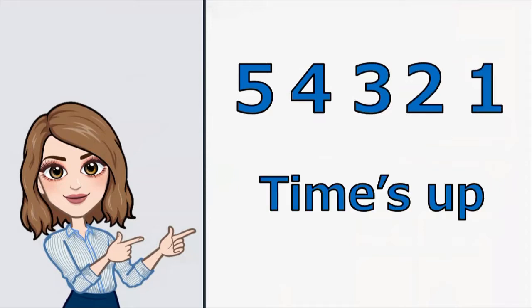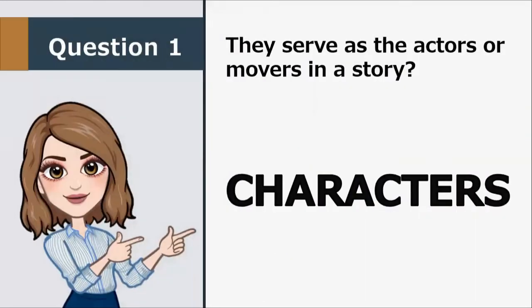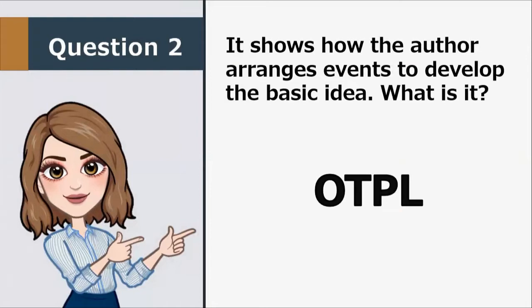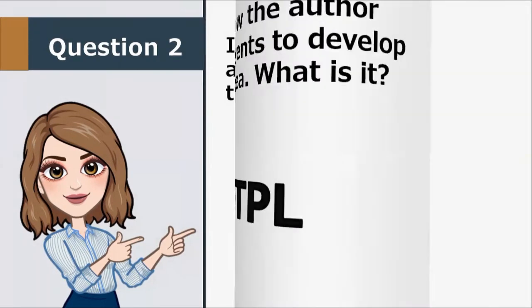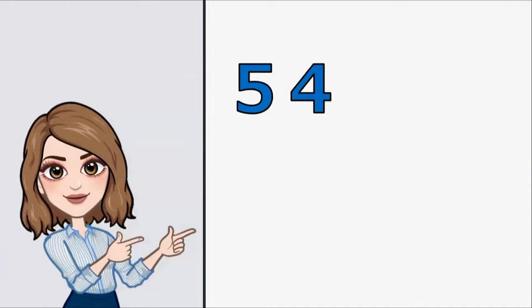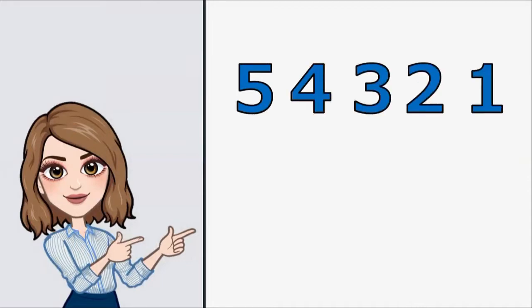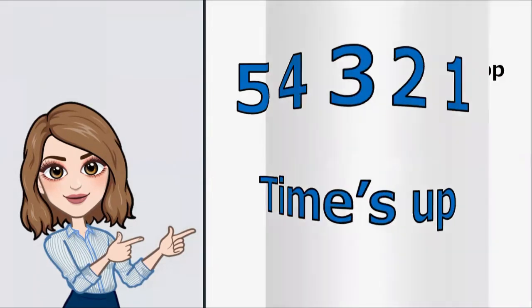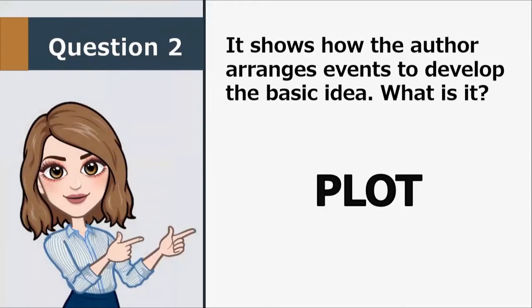Time's up. Let us see if your answer is correct. Very good. The answer is characters. Question number 2. It shows how the author arranges events to develop the basic idea. What is it? Time's up. Let us see if your answer is correct. Congratulations, your answer is correct. Plot.